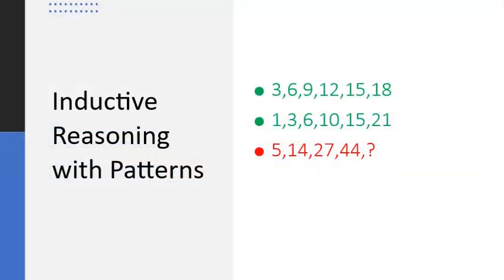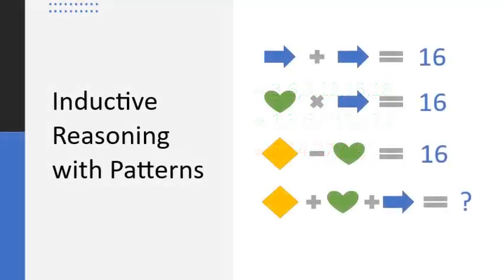How about the third number sequence? Can you find the missing term? You may pause this video now and try to solve it on your own. Okay, so the missing term is 65.